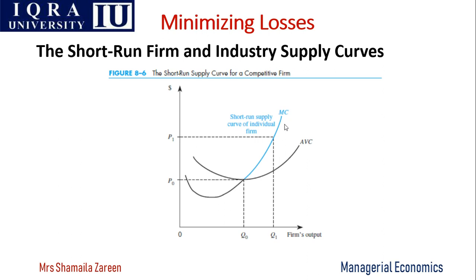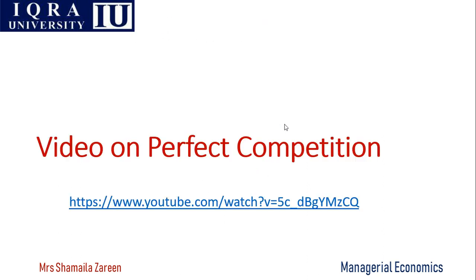And according to this, the supply means whenever you produce, it means there is a positive relationship between price and quantity. As the price is going to increase, the quantity will also increase. So it means this is showing the short run supply curve.